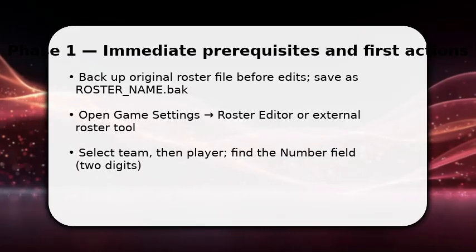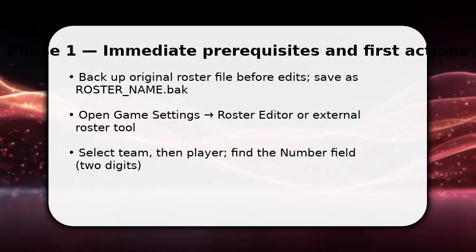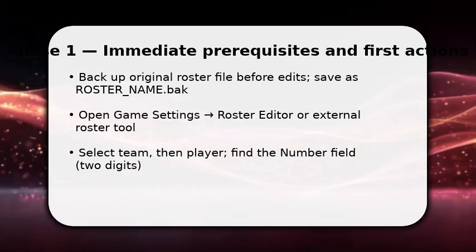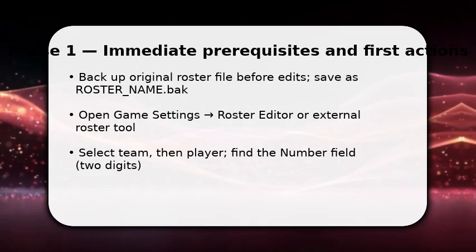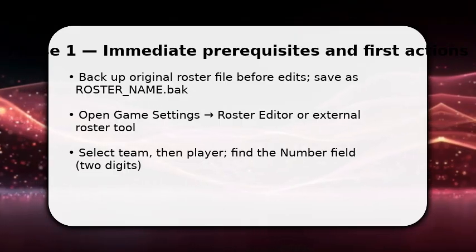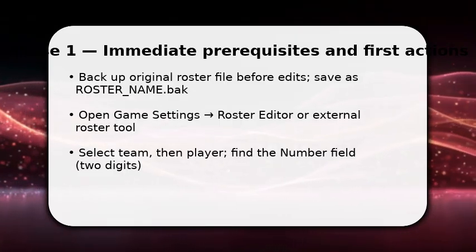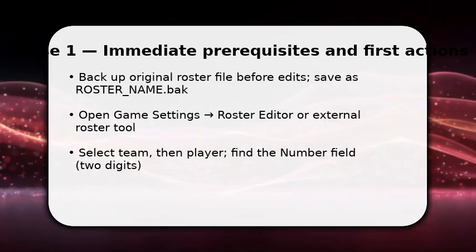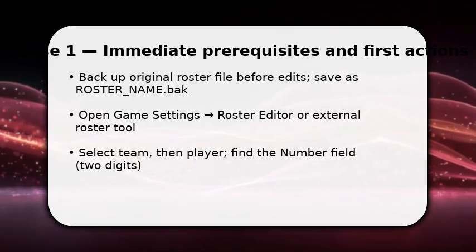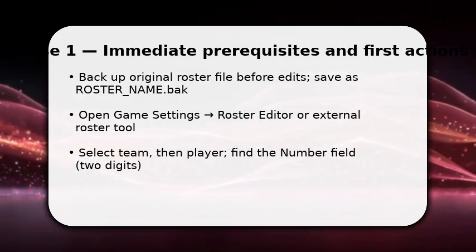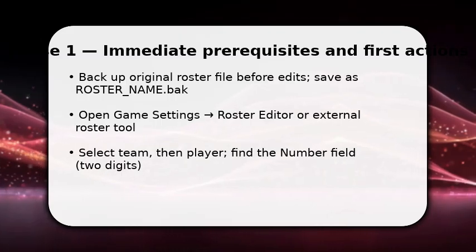You start by backing up the roster file. This protects you if something goes wrong. Once done, open the built-in roster editor or your trusted external tool. Make sure you select the correct team and player, then locate the number field, which accepts 1 or 2 digits. Enter the new number and press Apply to commit the change. You're now through the first critical step.